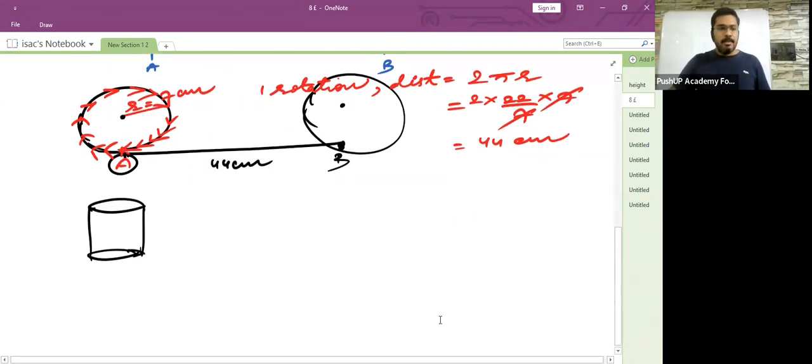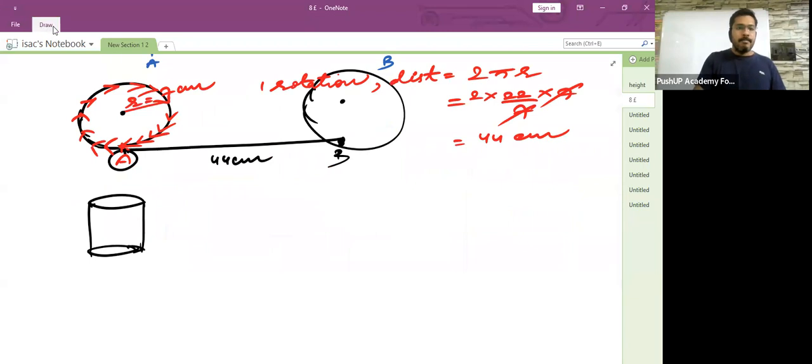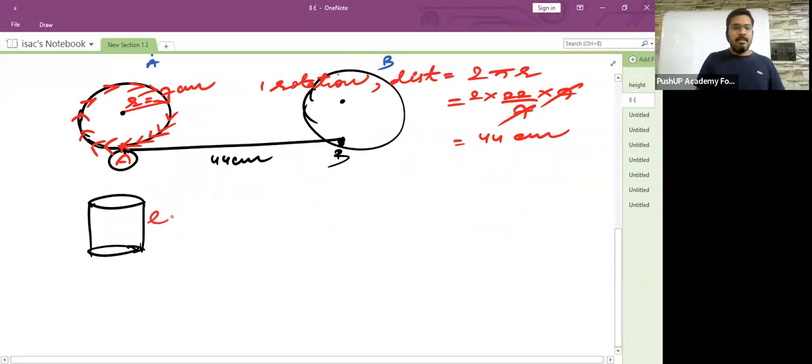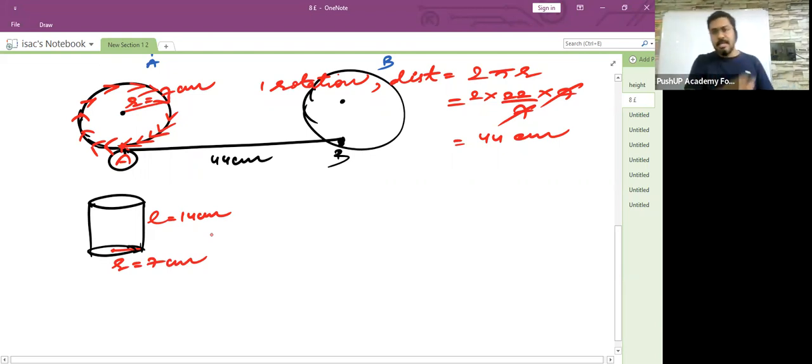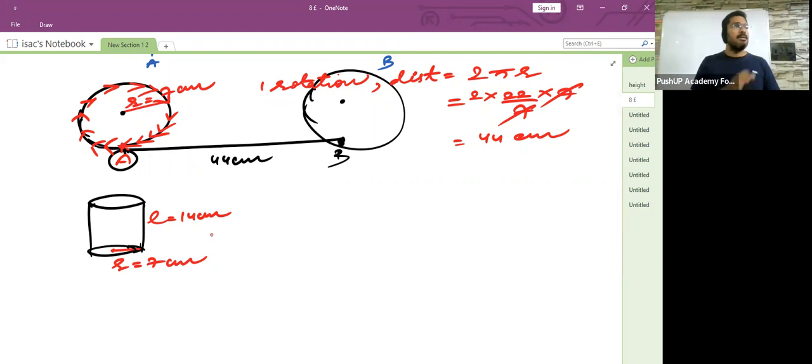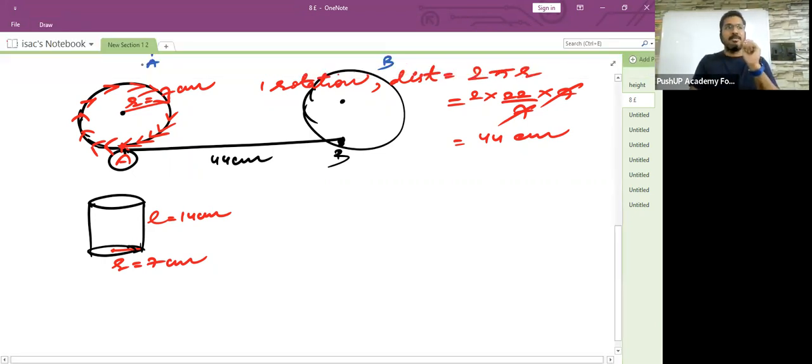All right. Now, let's take the length of this cylinder as, say, for example, 14 centimeters. And then the radius of the cylinder as, say, for example, 7 centimeters. And I'm telling you that the cylinder is going to roll on the ground surface. I will ask you one question. Think over it and then answer, okay?